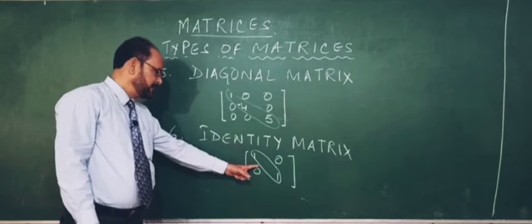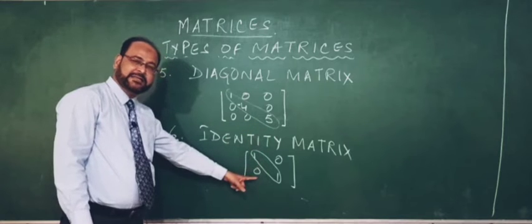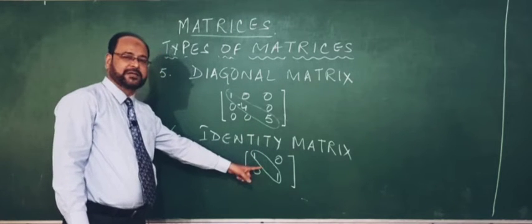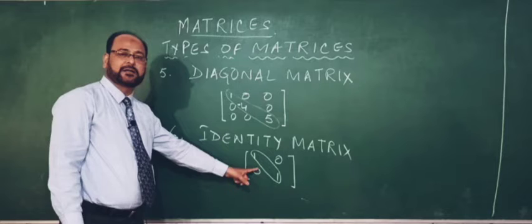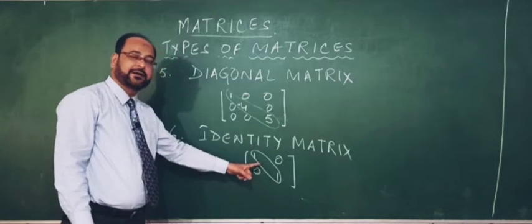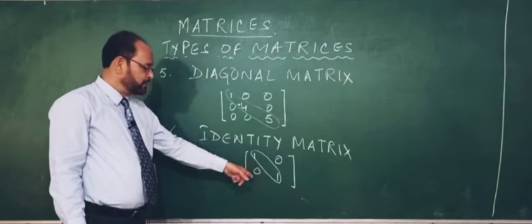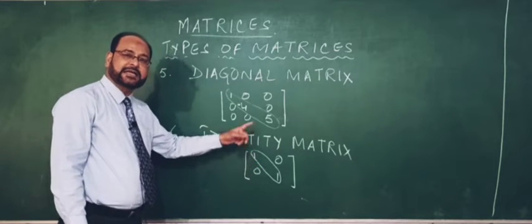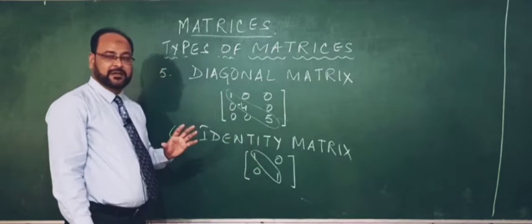This is an identity matrix as well as diagonal matrix, because on principal diagonal the numbers which I have written here, they are other than 0. So it is identity matrix as well as diagonal matrix.